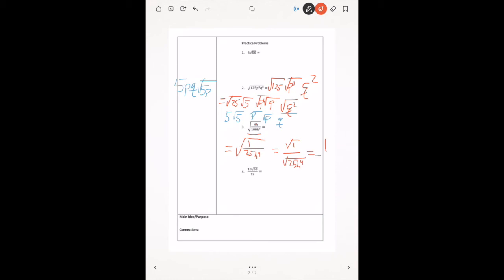Square root of 1 is just 1. Square root of 25 is 5. And the square root of h to the fourth, well, let's see, 4 divided by 2 is h squared. Simple as that, okay? These are the basic ideas for it. I hope they make sense. And if you have any questions, feel free to let me know.